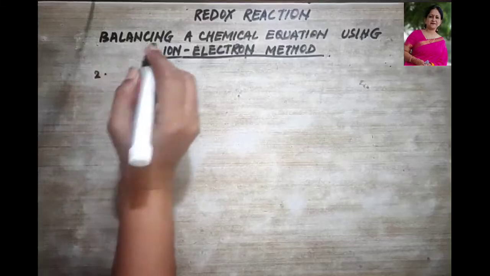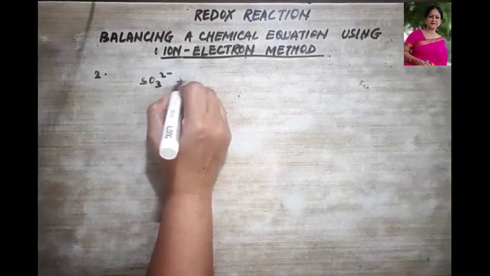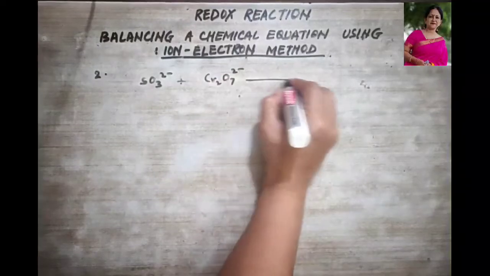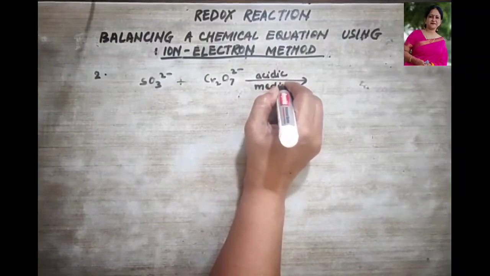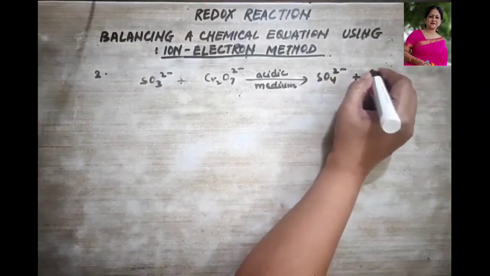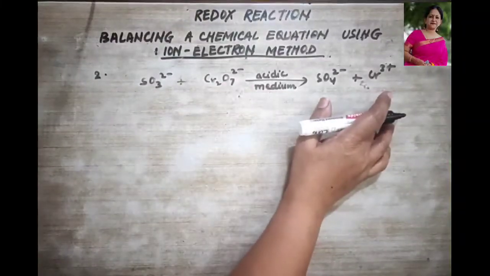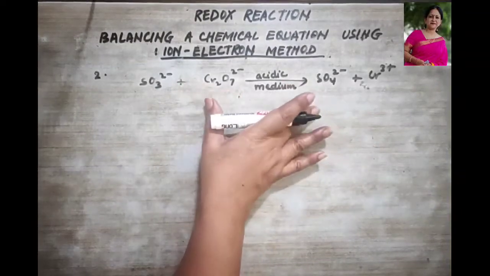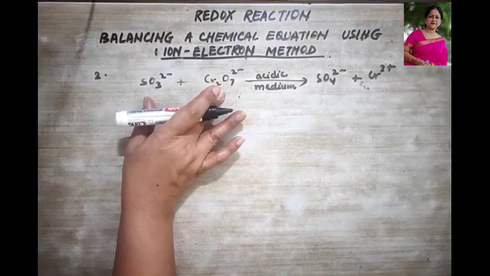Okay, take a second example. SO3 2 minus plus Cr2O7 2 minus. This is again in the acidic medium, gives us SO4 2 minus plus chromium 3 plus. Now we already know we have been given this equation in the ionic form, so you do not have to do anything in the ionic form. But yes, we need to decide which one is getting oxidized and which substance is getting reduced.